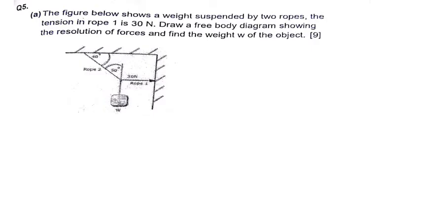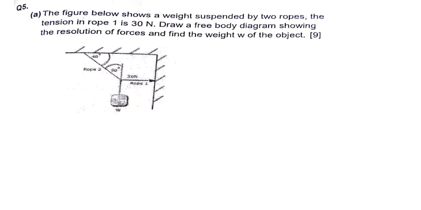Okay, here is a question which I have for you. The question is saying the figure below shows a weight suspended by two ropes. The tension in rope 1 is 30 newtons. Draw a free body diagram showing the resolution of forces and find the weight W of the object. So the forces that we have here, we have been given this one already, so the only force that we have to resolve is the tension 2.